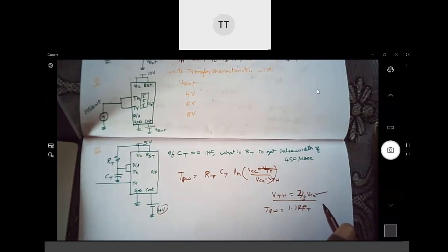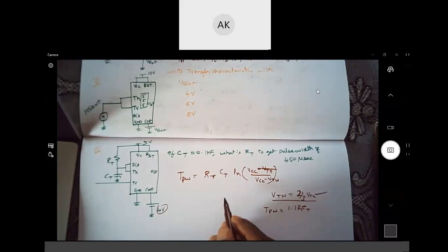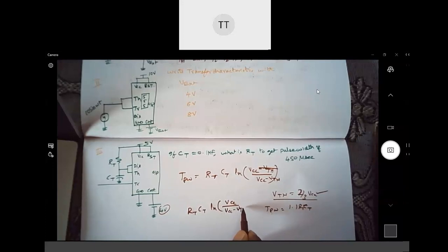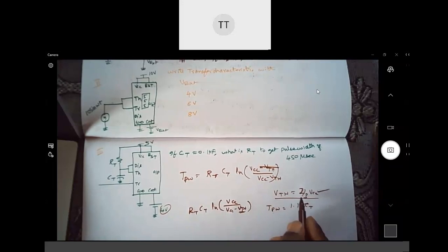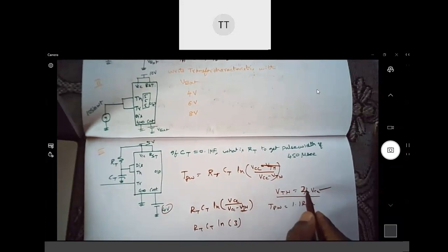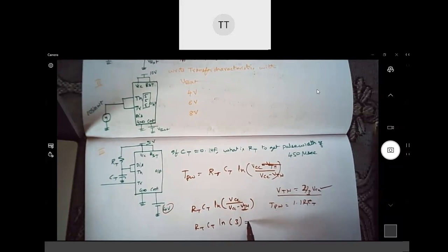So TPW is RT CT ln of VCC minus VTH. If you substitute VTH equal to 2/3 of VCC, will it come like RT CT ln of 3? Natural log of 3 is actually 1.09 something, so this is 1.1 RT CT.